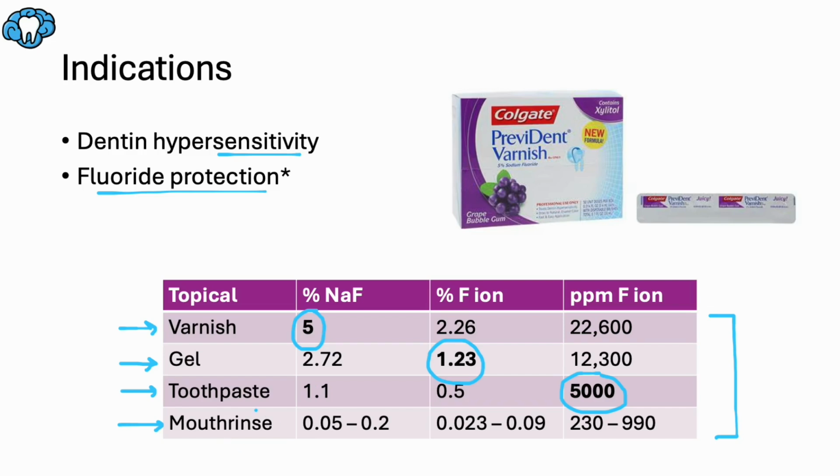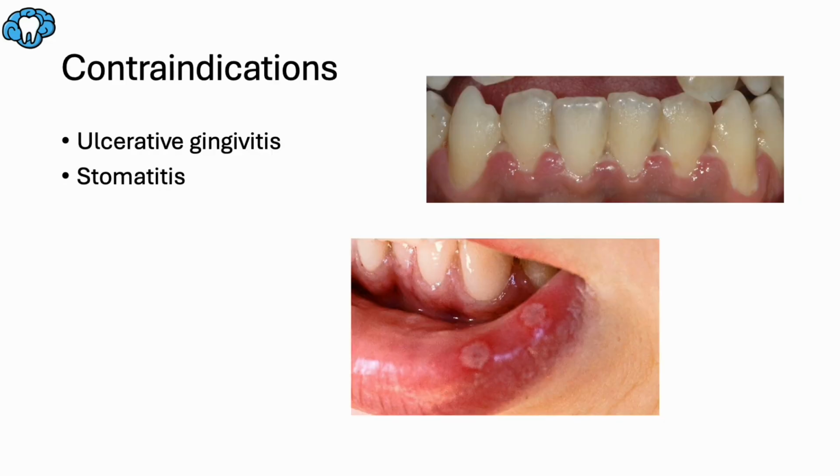And as far as the mouth rinses go, there's a range that's allowed, and the ADA specifically recommends the 0.09% fluoride ion mouth rinse for someone as long as they're 6 years or older and at risk of developing dental caries. So, some contraindications to using the fluoride varnish.